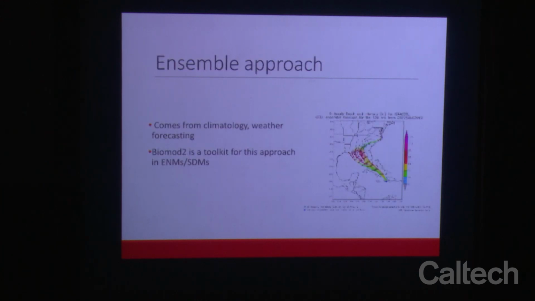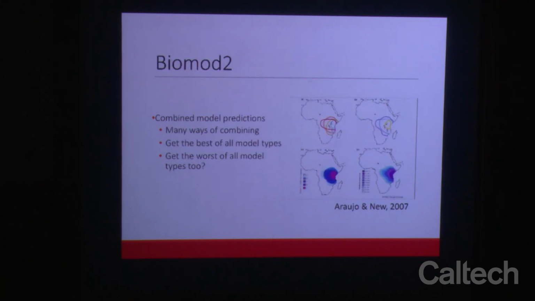And then finally, there are a couple of different approaches for doing ensemble models, where you can use multiple modeling methods, which are often used in climatological research, to generate a summary model that takes into account the uncertainties from different modeling approaches. There's a great toolkit called biomod2 that is used for these ensemble approaches. In this case, you can combine model predictions. There are many ways to do these combinations, but you can get the best model results from all the model types, or potentially the worst model results from all modeling types.